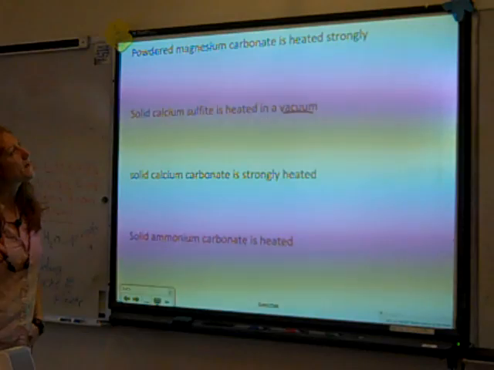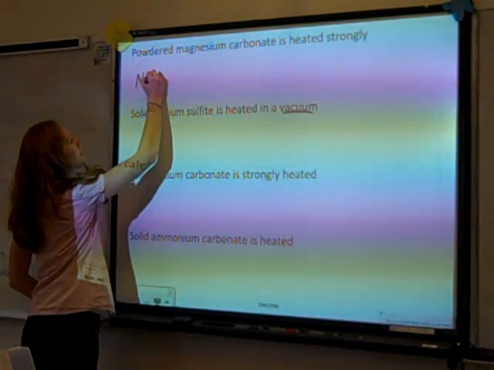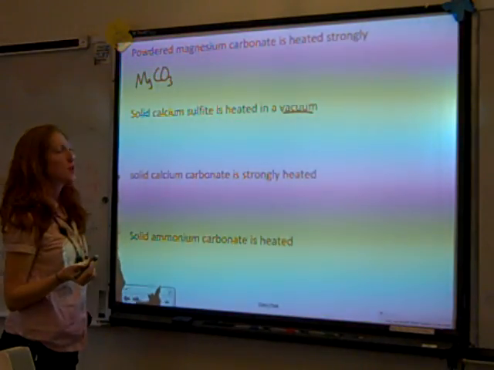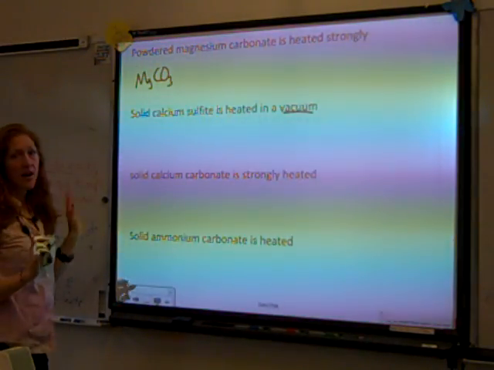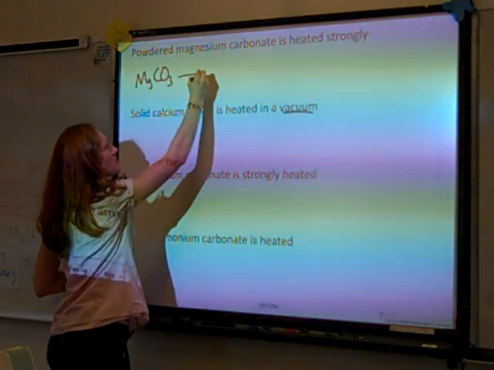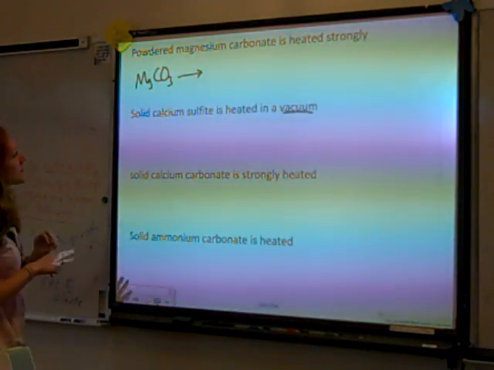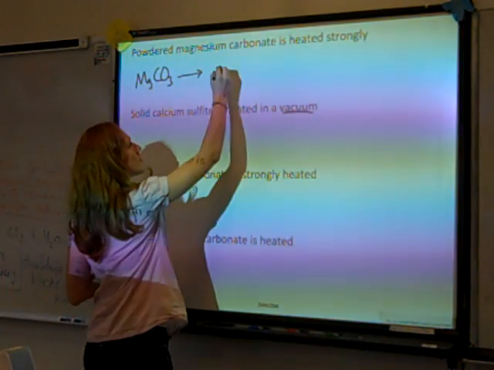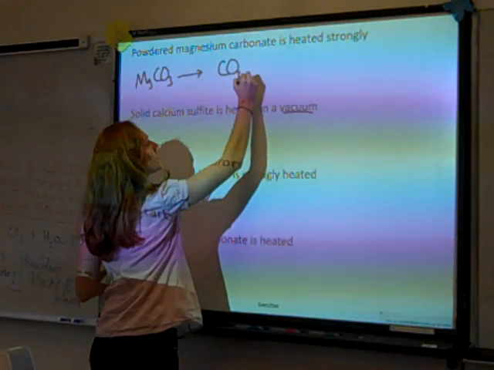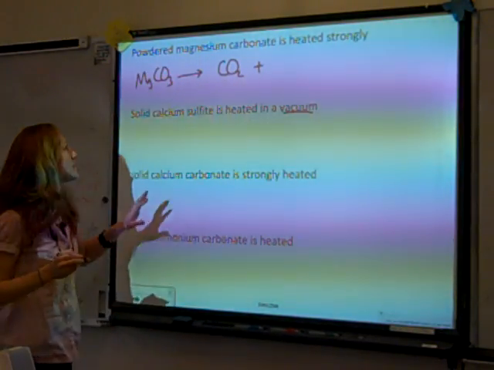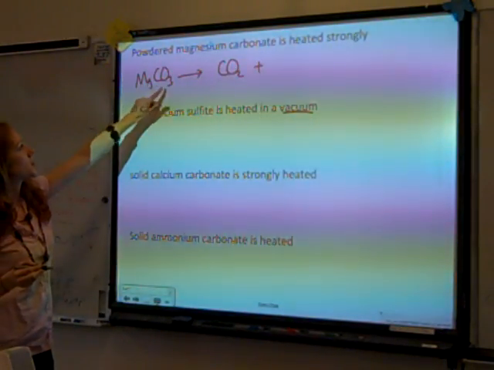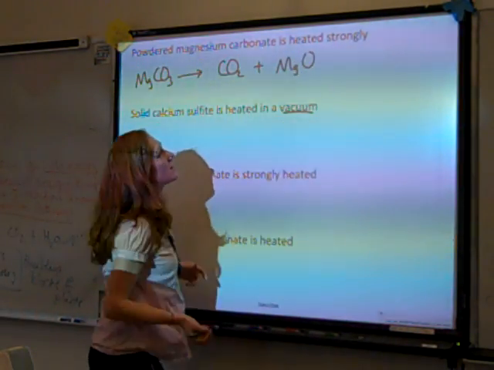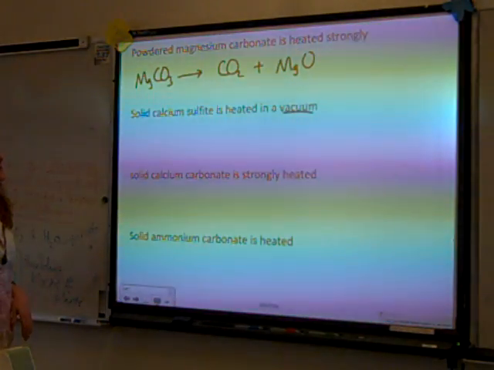So, I've got powdered magnesium carbonate. Magnesium is Mg with a 2+, carbonate is CO3 with a 2- charge, so those charges are balanced out. I only have one reactant, so the only thing it can do is decompose. I'm going to make this thing fall apart. I know when I heat carbonate, I can give off carbon dioxide, so CO2. What I'd be leaving behind if I take CO2 from here is an Mg and an O, so magnesium oxide, and that is the other product. This reaction is already balanced.